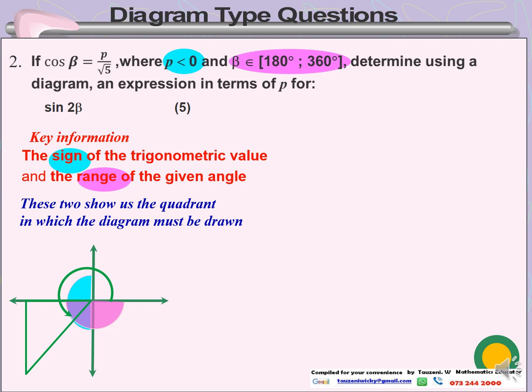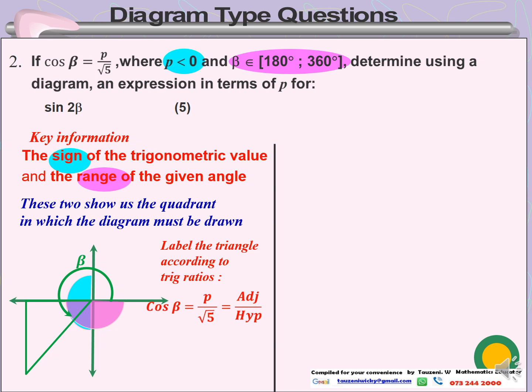After drawing your triangle, you label the triangle according to trigonometric ratios. We have cos B is equal to P over root 5. Cos means adjacent over hypotenuse. So in this diagram, the adjacent is P, the hypotenuse is root 5. Then we calculate the third side of the triangle using the theorem of Pythagoras. Now our diagram is complete.